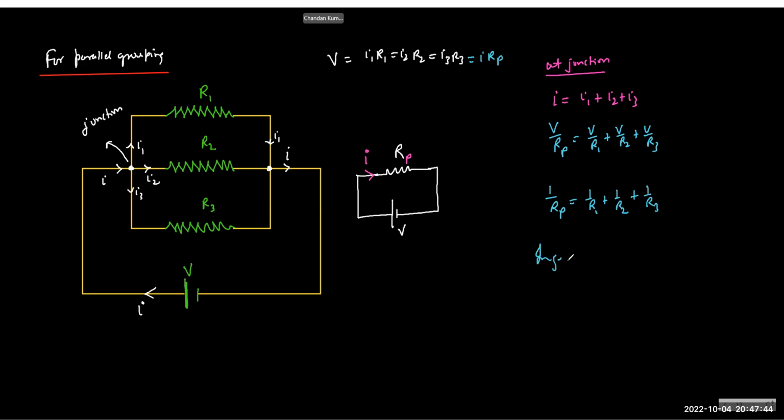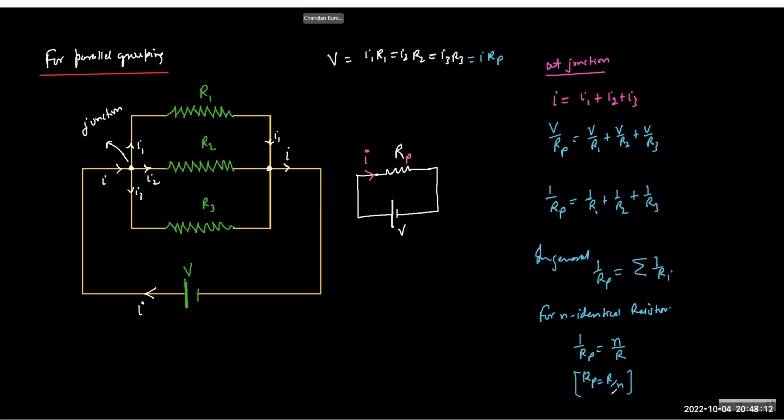In general, let's try quickly. For n identical resistors, if all resistors are identical, then it becomes n by R, so RP becomes R by n.